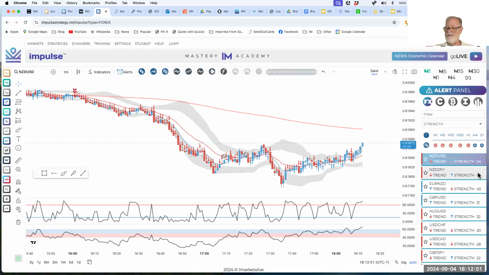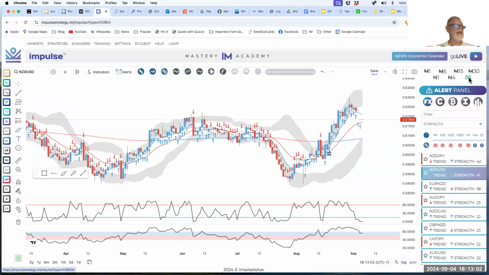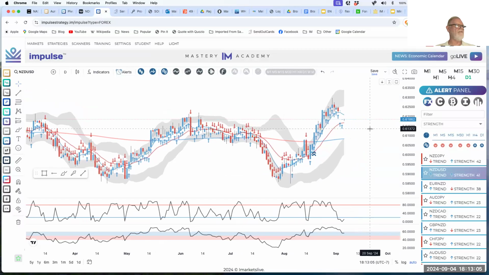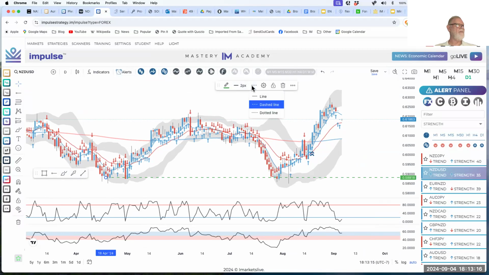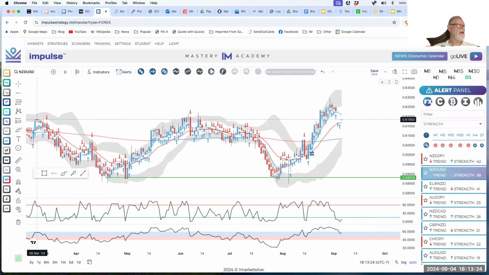So the alert panel is very, very important. The higher time frames, let's say we're looking at New Zealand US dollar here, we can go to the daily, and we can look up certain support and resistance. We can certainly see we've got a strong support line right here. I'll make that a bit stronger so you can see it. There's one right here. You can see there's a strong support area right here. It has broken through in the last few days. Remember, this is the daily.